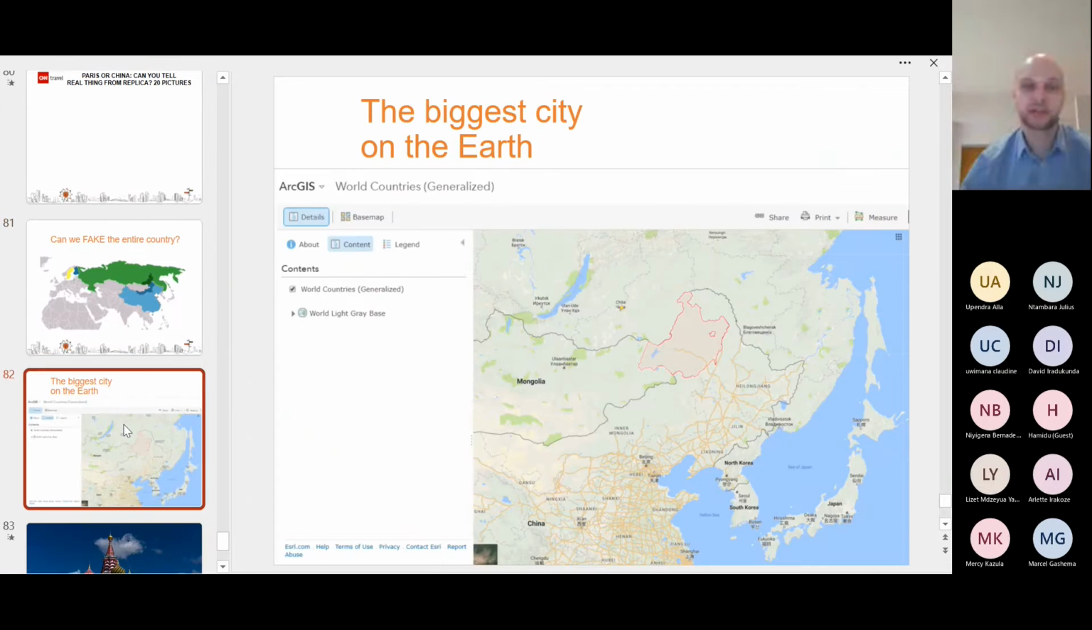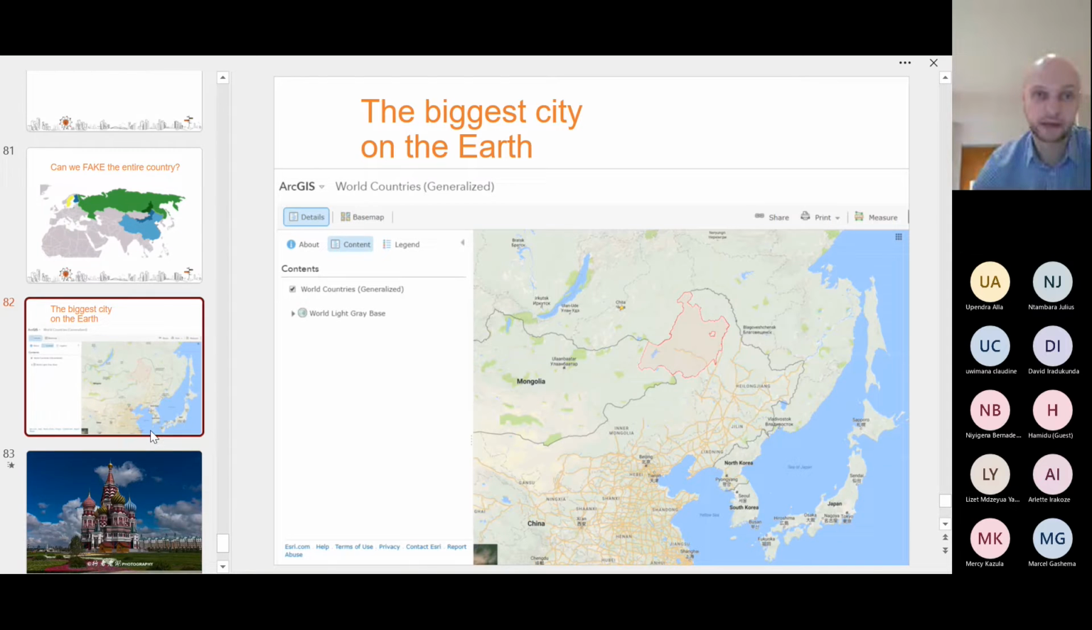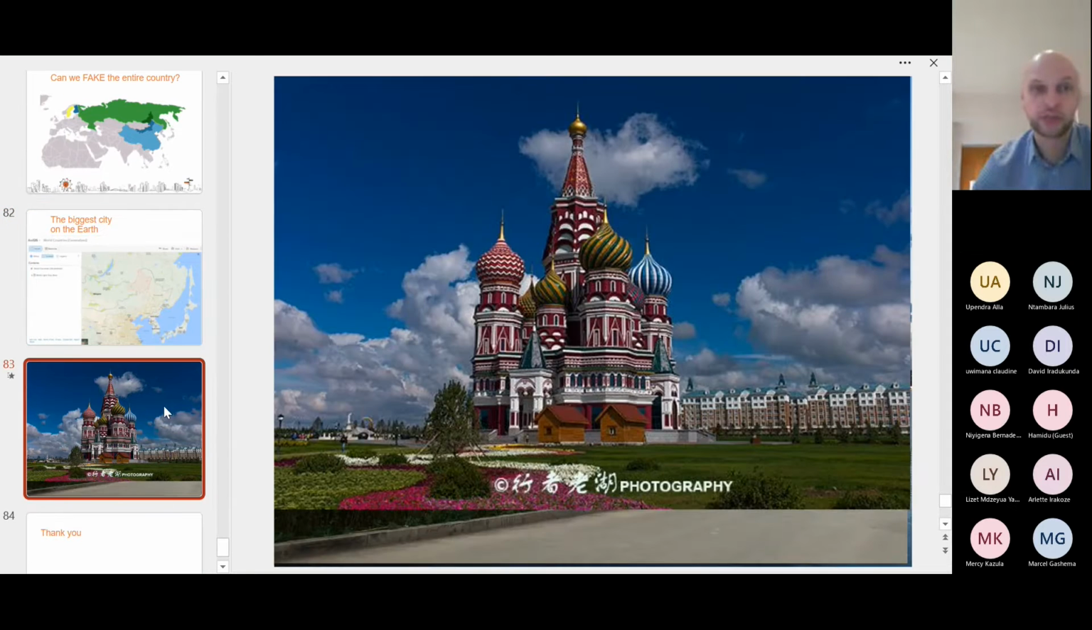As you remember, I mentioned one of the biggest cities on the earth, Ulaanbaatar, which is located in the northern part of Inner Mongolia of China. And here we have Manzhouli, which is located on the border, and Manzhouli has a nesting doll park. And let me show you some pictures from that city, from that park.